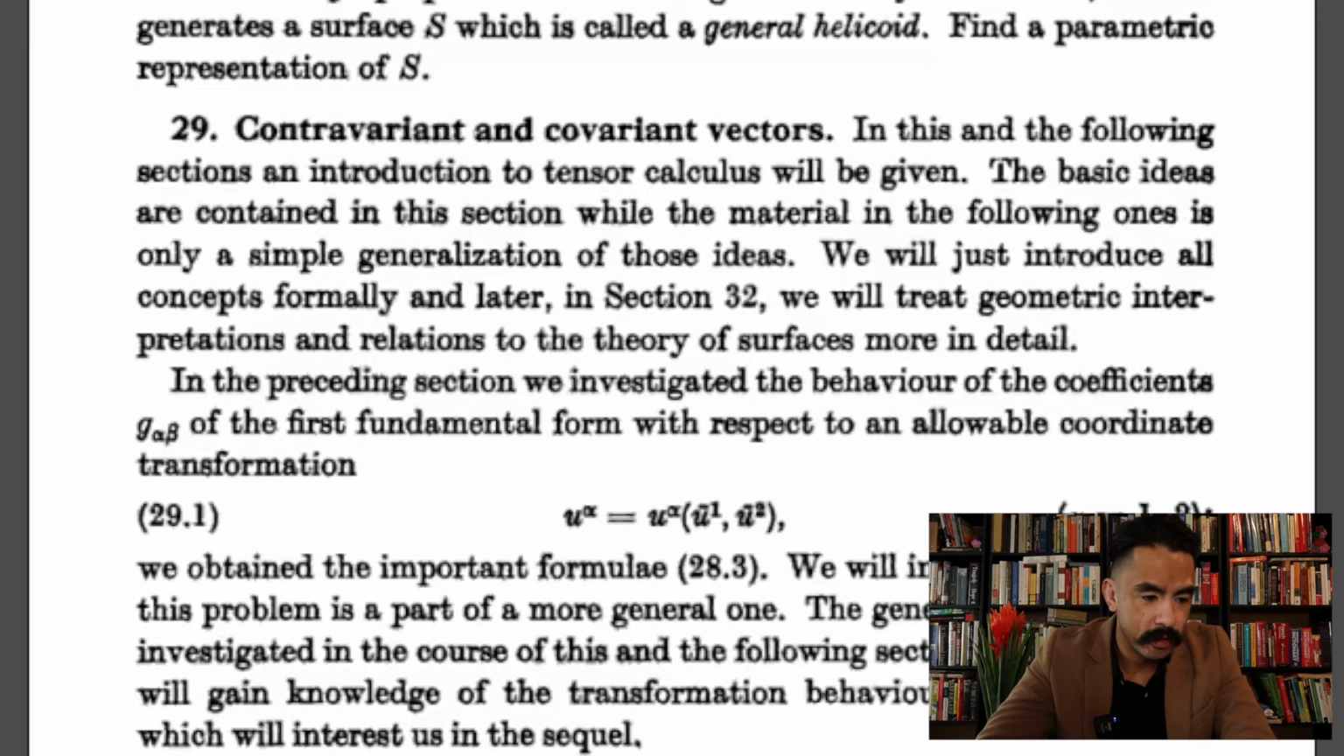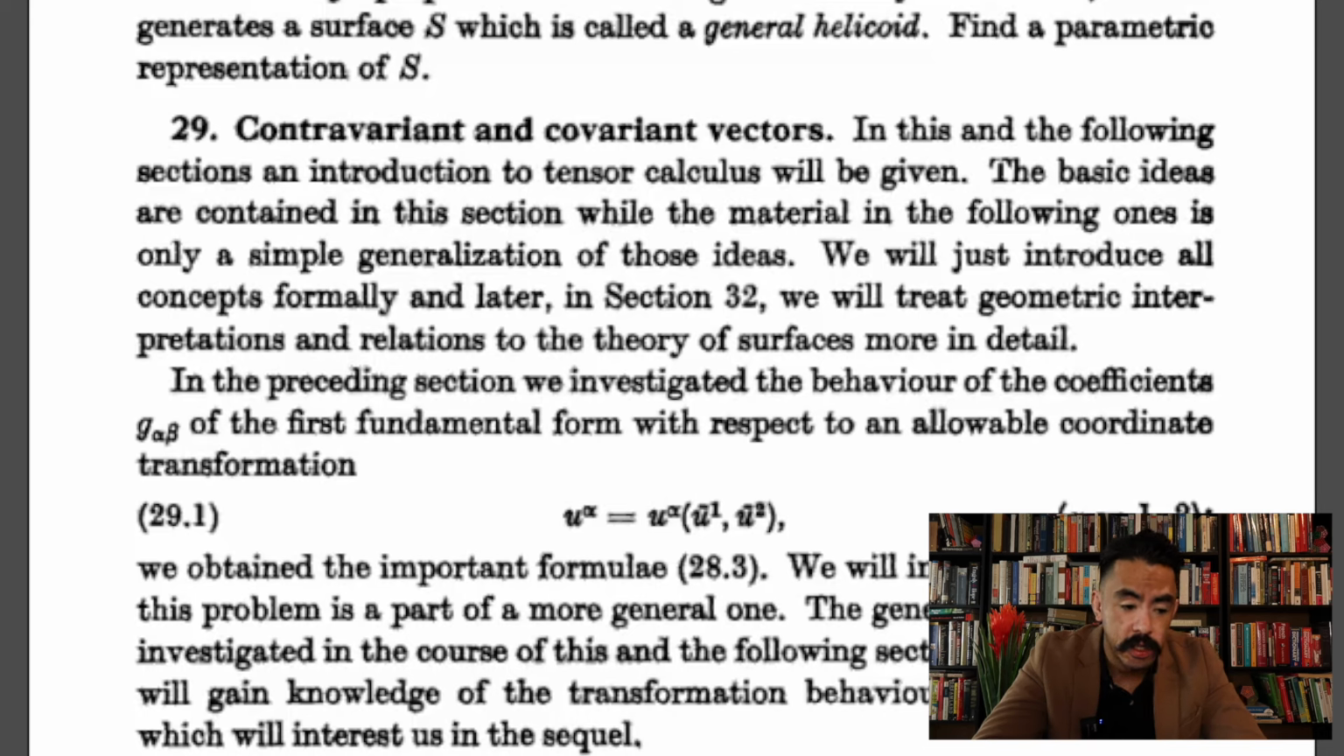Okay, section 29, Contravariant and Covariant Vectors. In this and the following sections, an introduction to tensor calculus will be given. The basic ideas are contained in this section, while the material in the following ones is only a simple generalization of those ideas. We will just introduce all concepts formally and later, in section 32, which is vectors in a surface and the contravariant metric tensor, we will treat geometric interpretations and relations to the theory of surfaces in more detail.